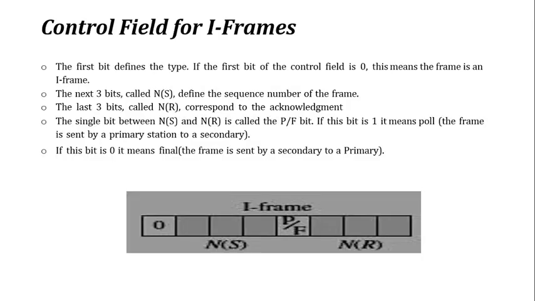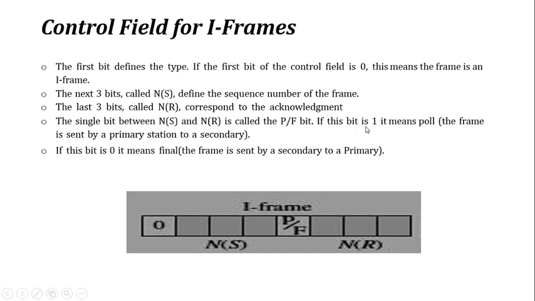And next we are going to see the control field for I frame. The first bit defines the type. If the first bit of the control field is 0, this means the frame is an I frame. The next 3 bits, called N(S), define the sequence number of the frame. Then the last 3 bits, called N(R), correspond to the acknowledgement. The single bit between N(S) and N(R) is called the P/F bit.